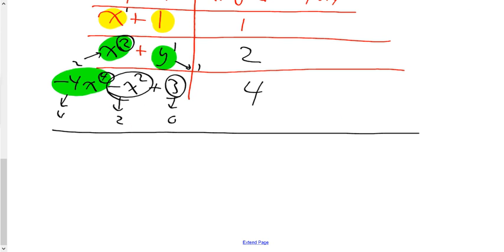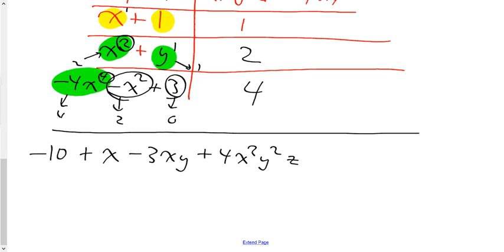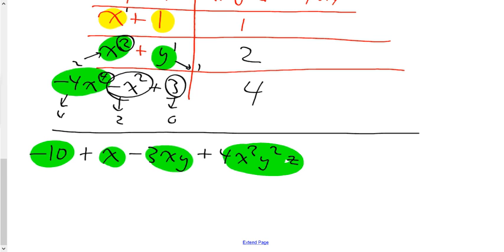Well, that's so interesting, isn't it? Let's try a trick question. Let's give you a 4-term polynomial: negative 10 plus x minus 3xy plus 4x squared y squared z. So again, it's 4 terms: 1 term, 2 terms, 3 terms, 4 terms. Since we don't have a quadrinomial, we're just going to call that a polynomial.